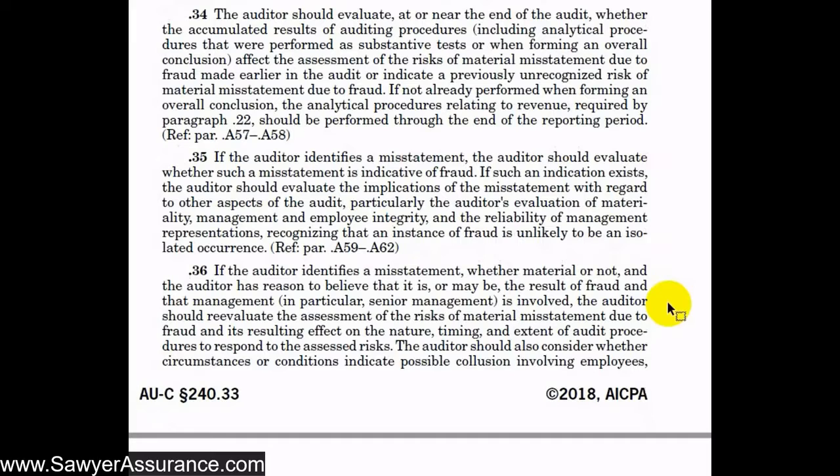So we also see here that when we identify a misstatement, whether it's material or not, we still need to consider whether management is involved and reassess our risk of material misstatement due to fraud and its effect on our nature, time, and extent of audit procedures to respond to those risks. Because as we discussed before, if it involves management, it's likely not an isolated occurrence. And even though this misstatement might be immaterial, since management's involved and it's likely not isolated, then there may be more material misstatements elsewhere that we haven't considered before.